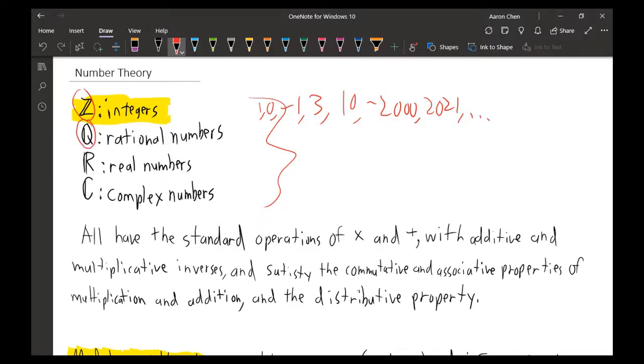So one possible definition of a rational number is simply m over n for m and n in Z. When I say m, n in Z, what this means is that m and n are integers. So the rational numbers are all numbers that can be expressed in the form m divided by n for integers m and n. Next up are the real numbers.